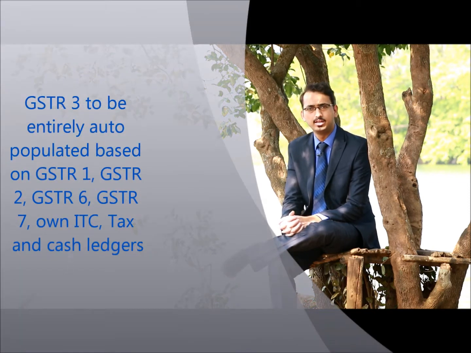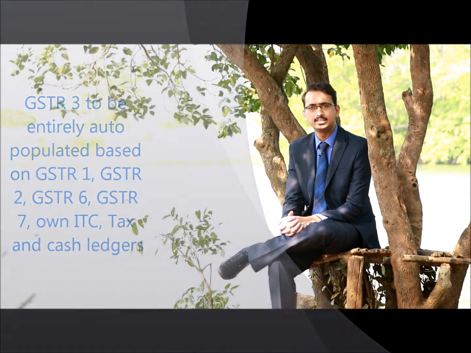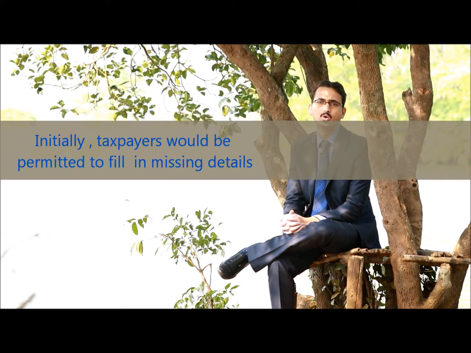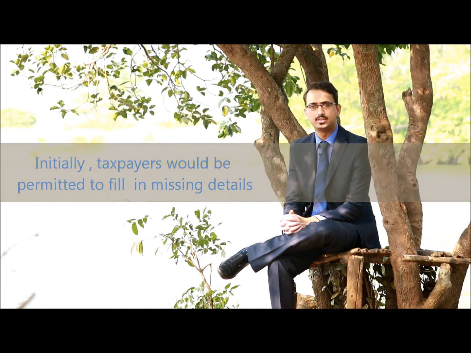What is interesting to note is that the GSTR3, that is the monthly return, would be auto-populated by the system based on GSTR1, that is the return for outward supplies, GSTR2, that is the return for inward supplies, GSTR6, that is the return for ISD supplies, and GSTR7, that is the return for TDS. The GSTR3 would be auto-populated, still the assessee would be granted an opportunity to correct, add or amend the GSTR3.